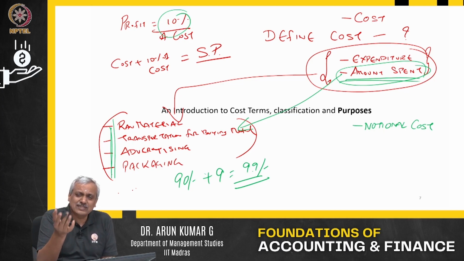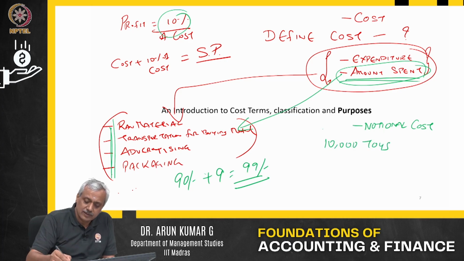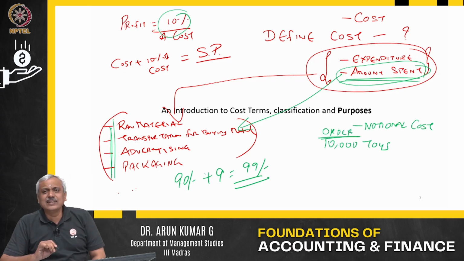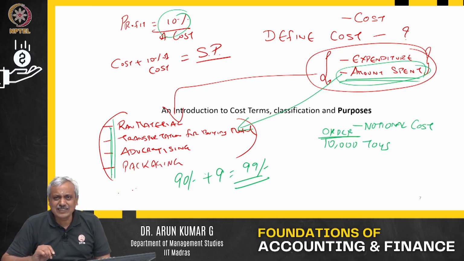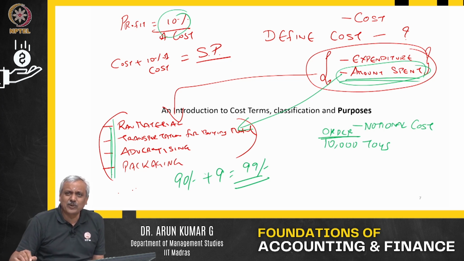Now, 99 rupees, such a beautiful toy, people love it. So, suddenly I get an order for 10,000 toys. When I get an order for 10,000 toys, I have to manufacture and sell them, and I know I cannot manufacture alone, because it will take 10 years. So, what do I do immediately?